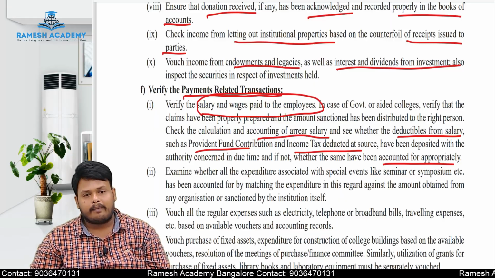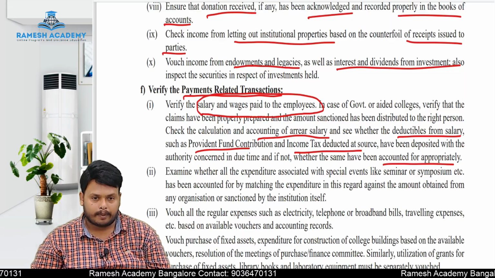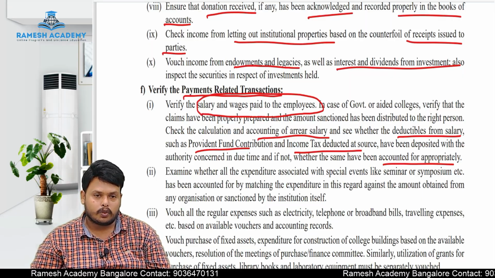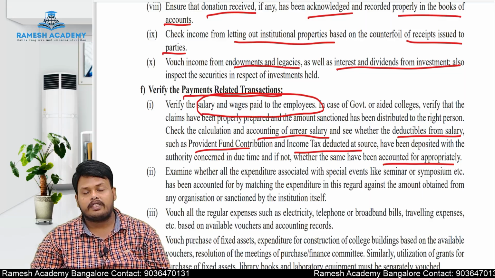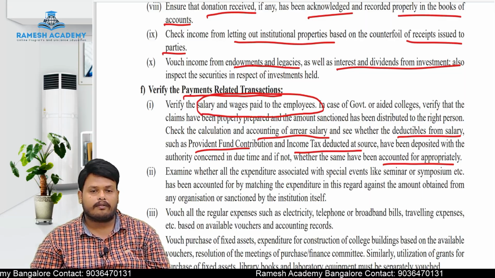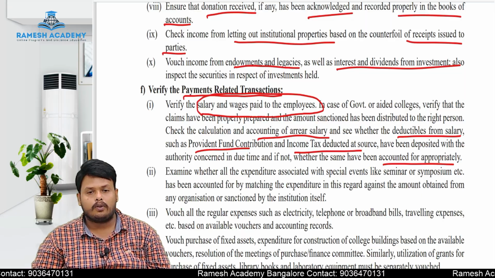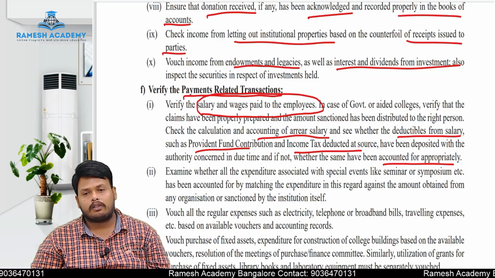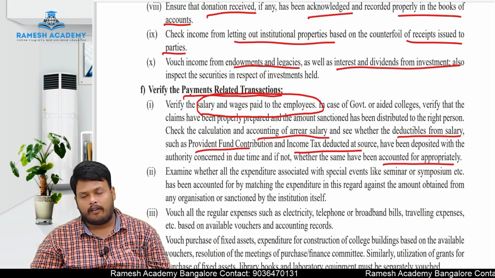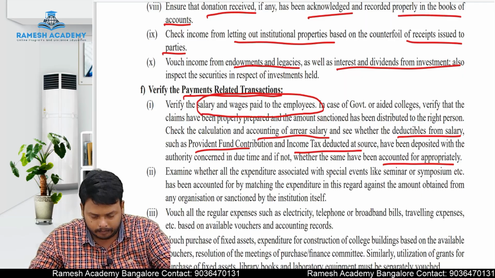Whatever salary payments they make to the employees, on those payments the statutory deductions applicable, like provident fund, gratuity fund, pension fund, and employee state insurance, the auditor has to verify whether they are deducted or not. If deducted, then after the deduction it should be deposited into the statutory government account, and that also the auditor has to verify. Whether deduction is happening or not, and after deduction whether they are depositing or not, both things the auditor has to verify.